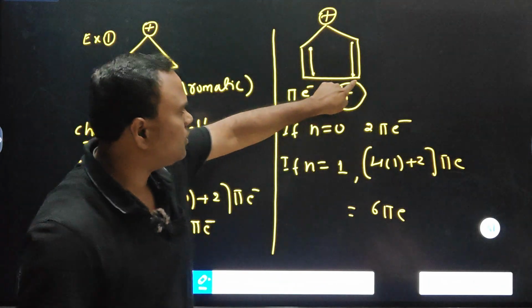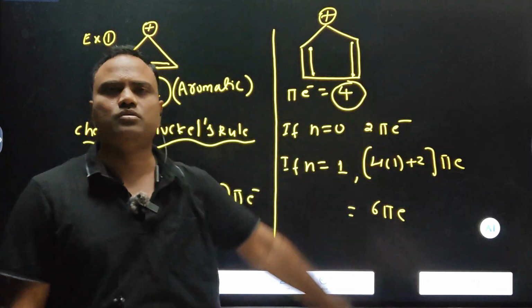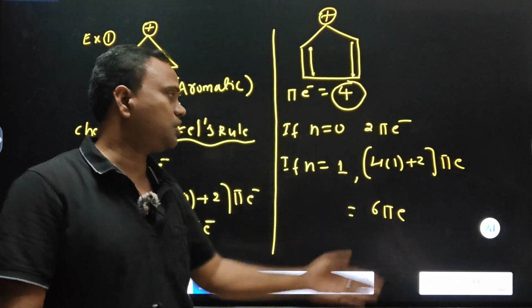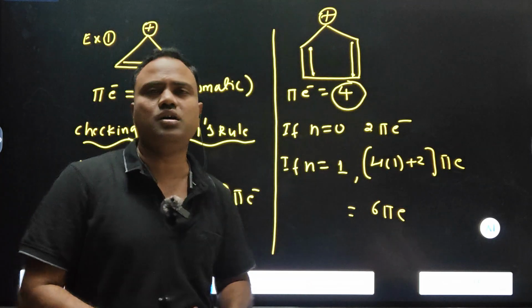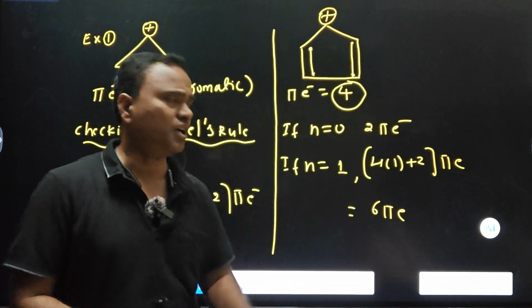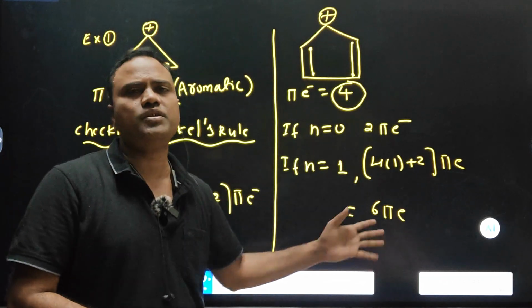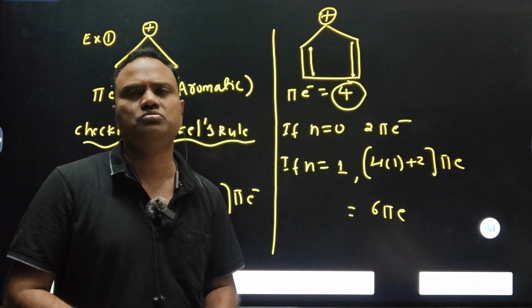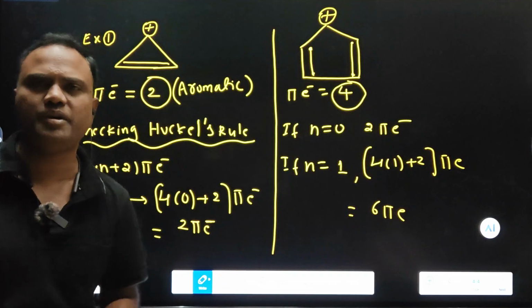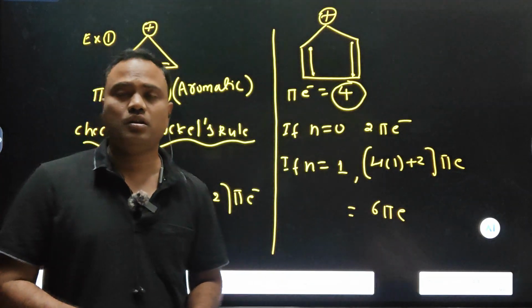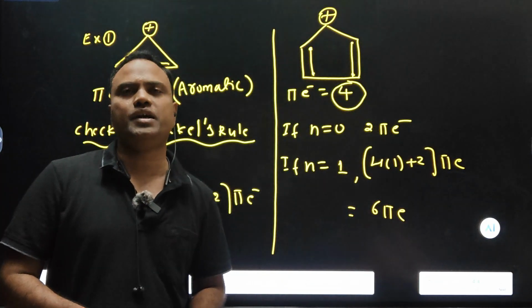Here how much do we have? 4. So we should get the same value. But we got 2, we got 6. So not aromatic. The value is crossed, yes or no? 2, after 6 coming directly, not 4. So this compound is not aromatic. Now we have to check for anti-aromatic.